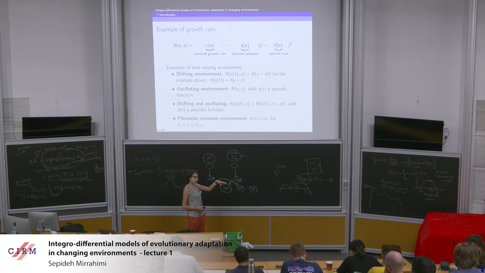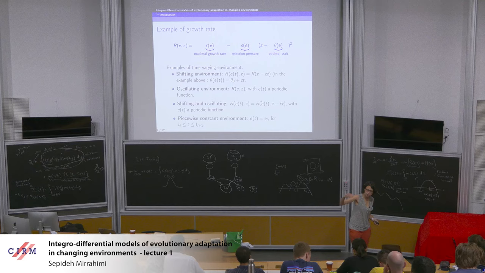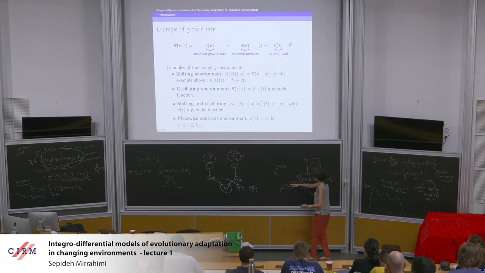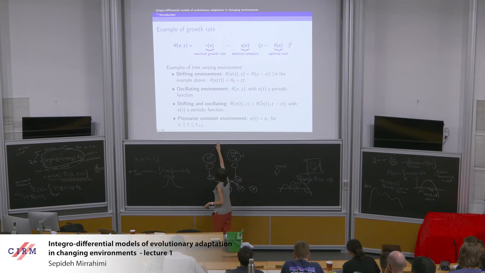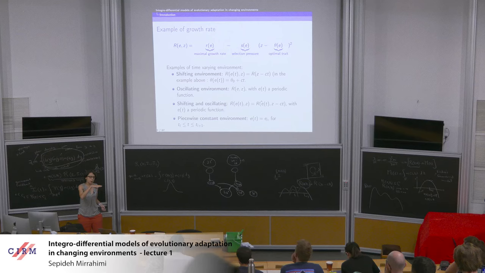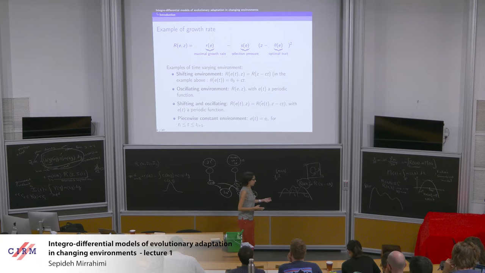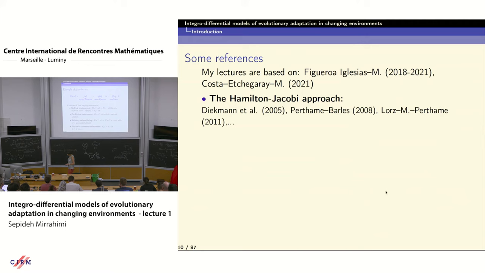This is more motivated by the first question that I asked you, when we have a gradual change, but also oscillations. So this is what we will study in the third example, where we have this shift of the growth rate, but also some oscillations in the whole graph. Okay? And then if we have time, we will also study a completely different environment where we have a piecewise constant environment.